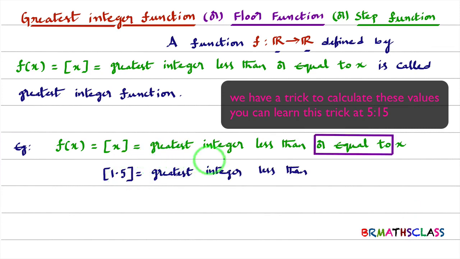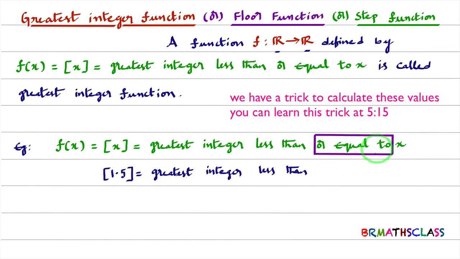See here, greatest integer less than or equal to. This equal to we use only when this x is an integer. So for the time being, you just forget about this equal to. Step 1.5 is what? Step 1.5 is greatest integer less than x. X is what here? X is 1.5. Step 1.5 means greatest integer less than 1.5.